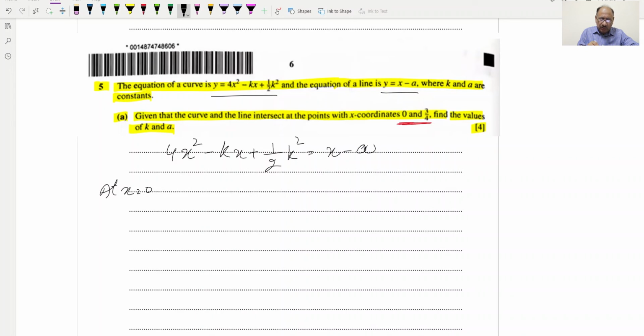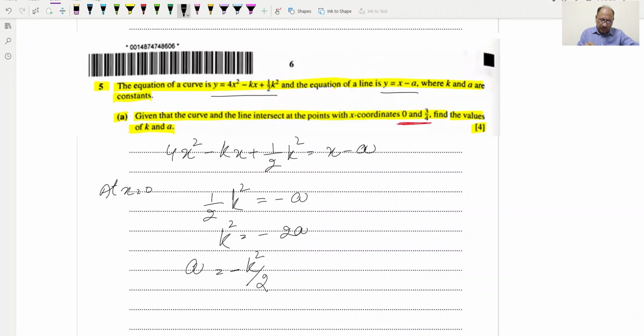So the remaining terms: 1 by 2 k squared is equal to minus a. So this implies k squared is equal to minus 2a. Basically a is the value we require, so a will be equal to k squared over minus 2, or minus k squared by 2. This will be the value of a.